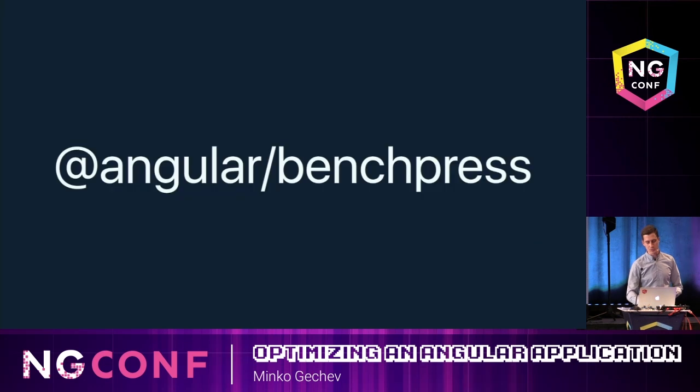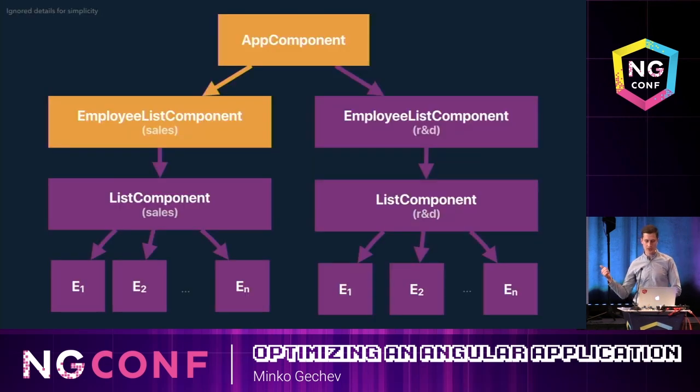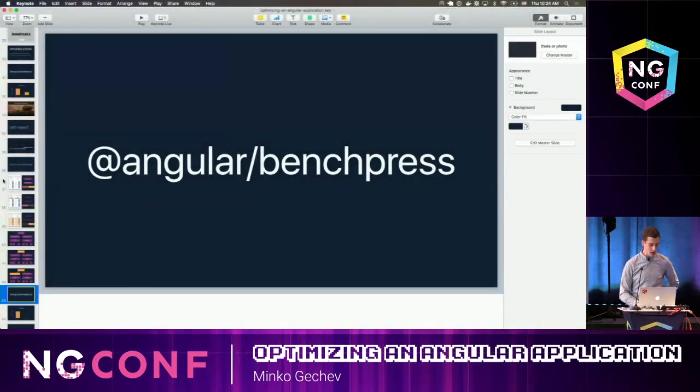Eventually, if we remove the on-push change detection strategy from the employee list component, we may invoke the change detections also in the employee list component for the R&D department, but this will happen only if we want to do that. I mean, we don't have to. But also, the computations happening in the employee list component are very light, so if we invoke the change detection there, it's not going to be a big deal. Yeah, so we saw how fast it is.